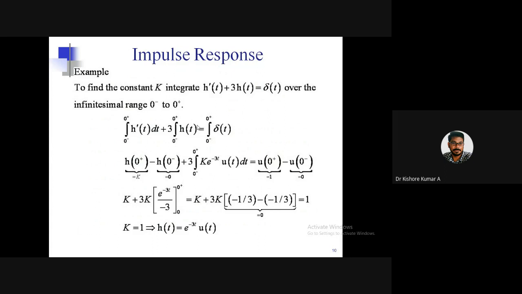And finally you will get k plus 3k e power minus 3t by 3 after integrating k e power minus 3t u of t dt. Okay, you will be getting k plus 3k of minus 1 by 3 minus of minus 1 by 3. The second term will become 0. So therefore you will get 1, that is, k's value is equal to 1. That is, h of t is equal to e power minus 3t into u of t. This is the impulse response for the given example.